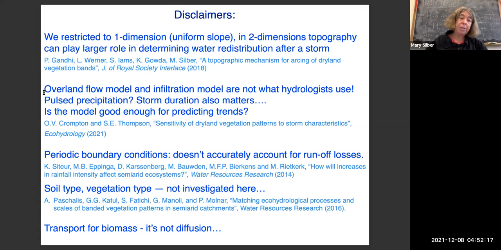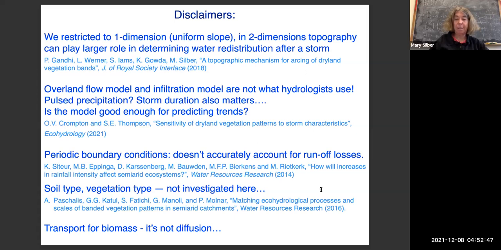The model we used is not what the hydrologists would use, and we use the pulse precipitation, the indications from the Crompton and Thompson papers that storm duration could matter. So what I'm interested in is whether the model is good enough for predicting trends. I think that's going to rely on doing some more careful comparisons with more detailed models. We use periodic boundary conditions.